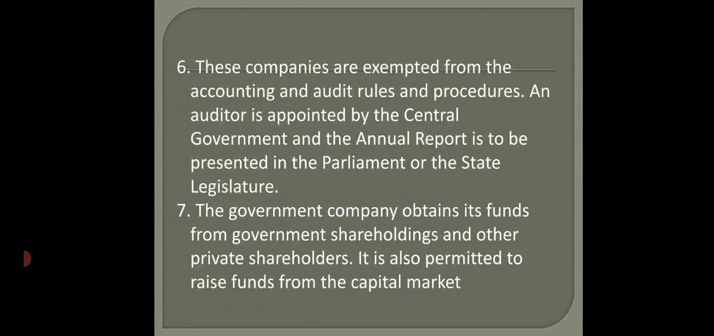These companies are exempted from the accounting and audit rules and procedures. So there is no compulsion for accounting and audit rules like other joint stock companies have. Here an auditor is appointed by the central government and the annual report is to be presented in the parliament. So here there are certain regulations regarding auditing. They are exempted completely from accounting and auditing rules, but the government appoints an independent auditor and the report is to be submitted in the parliament.